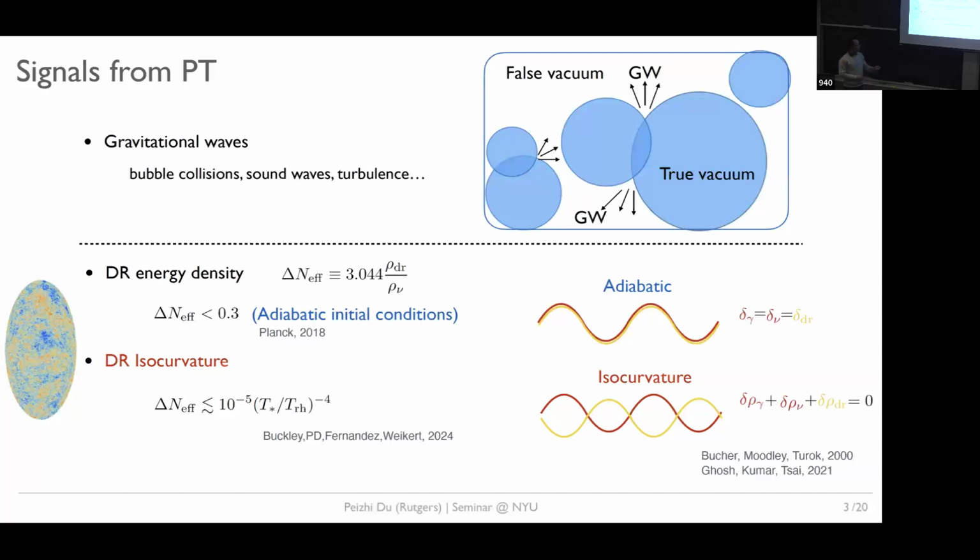Okay, let's move on. Wait, what's T star here? The temperature of phase transition. And the reheating, you mean like the reheating from inflation? Yes. So it's just the standard picture: you reheat up here, and then somewhere later on, there's a phase transition, and it's that ratio. Yes. Yeah.